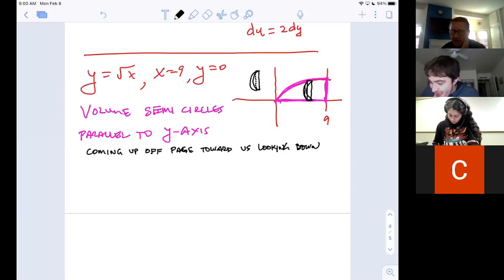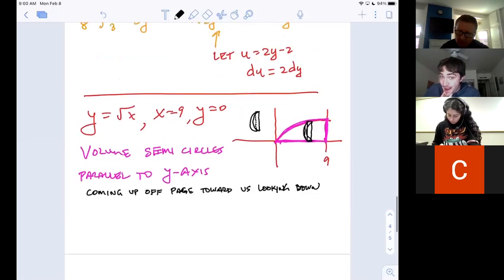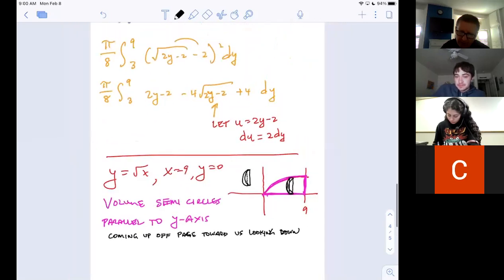Don't take the integral, don't get the answer, just see if you can set it up.